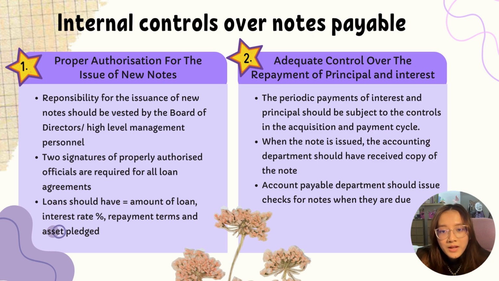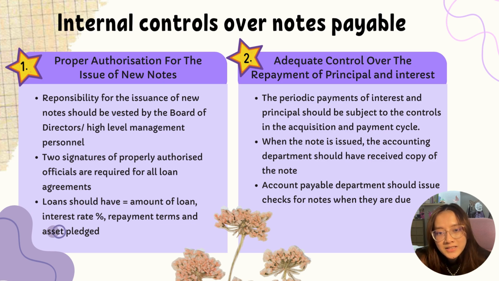For the repayment terms, detailed repayment terms, including the schedule and duration of payments, should be included because this provides a clear roadmap for fulfilling the debt obligation and helps in cash flow management. And for the assets pledged, if any assets are being pledged as collateral for the loan, this must be clearly identified in the agreement. This ensures that both parties understand the security backing the loan and the potential consequences in case of default.